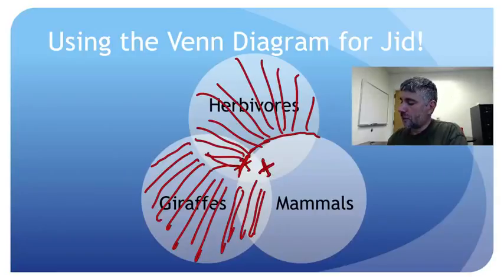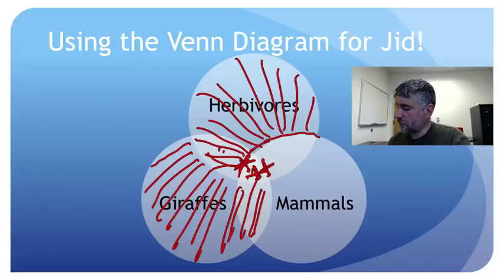Remember that when we drew the X on the border of the mammal circle and the herbivore circle right here, inside the giraffe circle, we weren't sure if that X was supposed to go in here or in here. Now we know that this X is supposed to go in here. So maybe there are also herbivore mammals that are not giraffes, but what we can definitely conclude from premises 1 and 2 is that there are herbivore mammals that are giraffes.